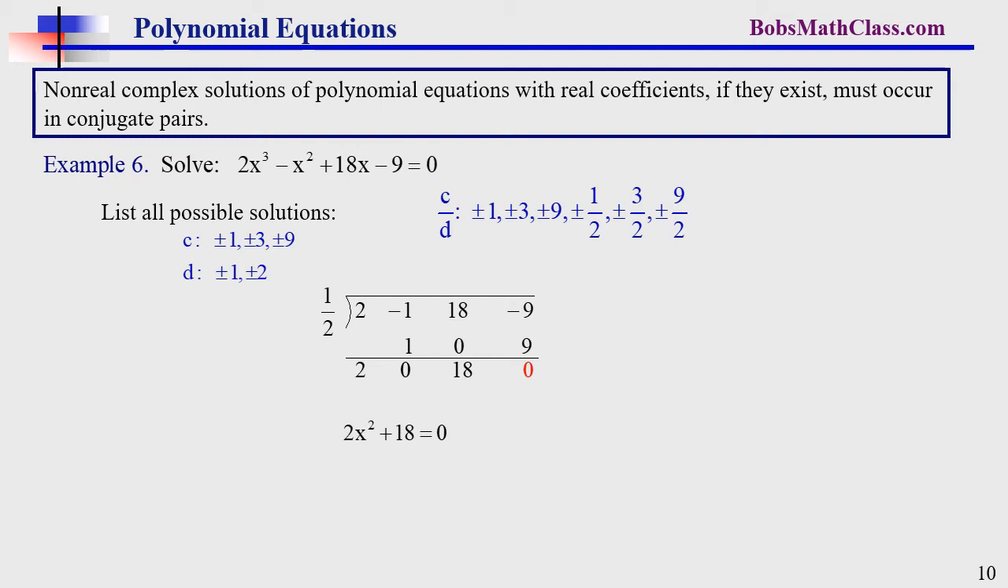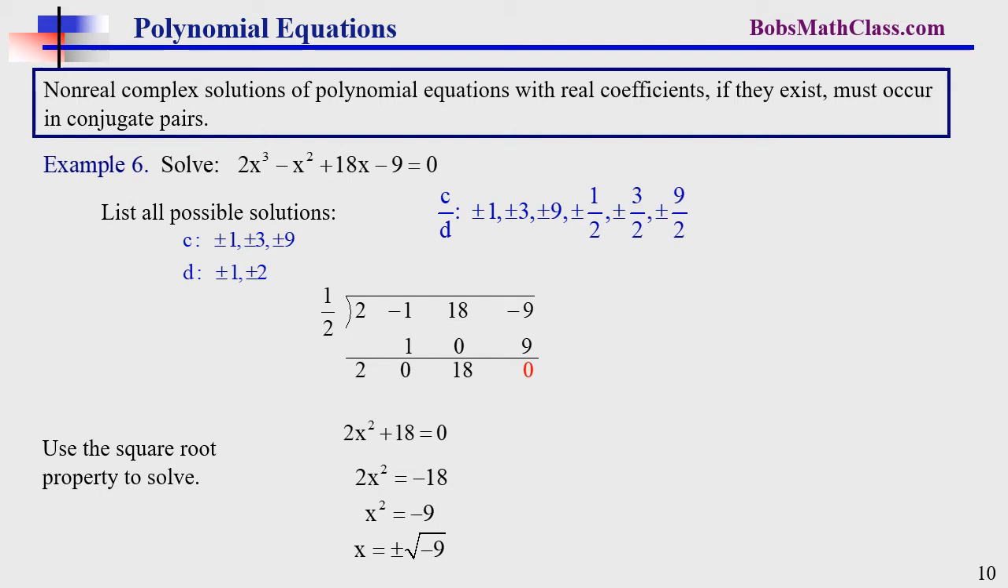There's no x term, so we have to put a 0, so it's 2x squared plus 18 equals 0. Subtract 18 on both sides. We're going to use the square root property, then divide by 2. X squared equals -9. Take the square root of both sides. So x equals plus and minus the square root of -9.